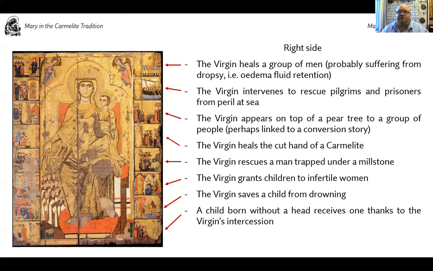She grants children to infertile women and saves a child from drowning. And then, perhaps most remarkably of all, a child born without a head receives one, thanks to the Virgin's intercession. Very, very interesting icon, and needs a lot more study to be done on it. So, two very important early images of Mary, La Bruna, and this icon from Cyprus.